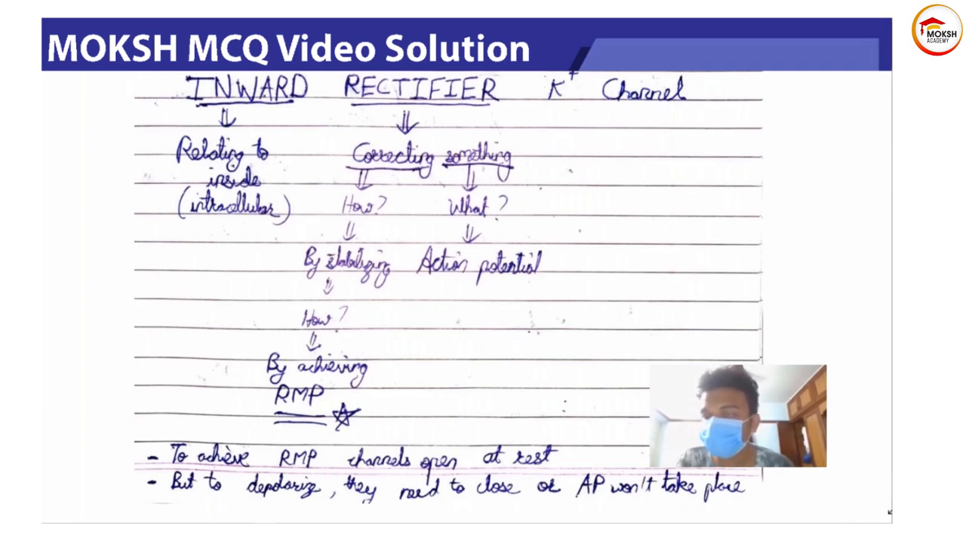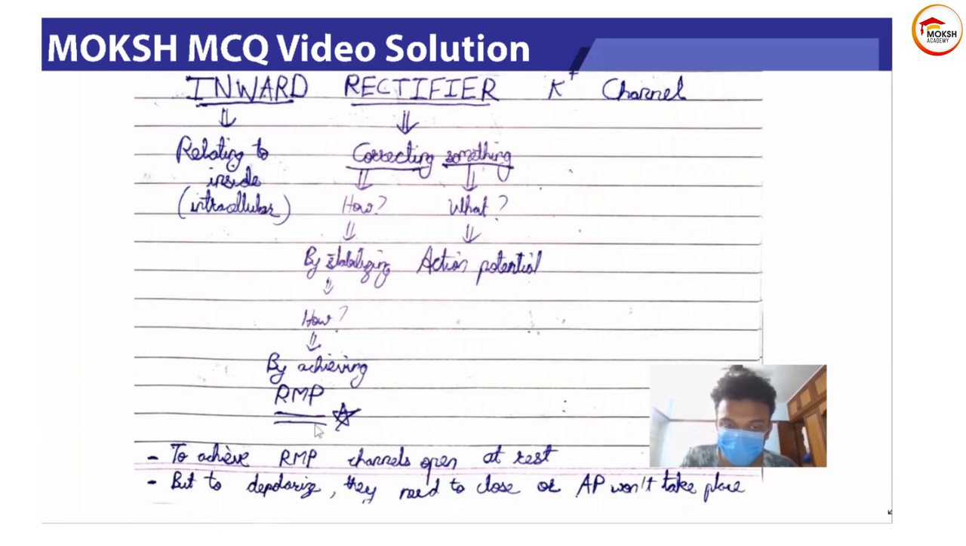Now, how does this happen? By stabilizing the myocyte. How? By achieving resting membrane potential, as I said here. Got it? So ultimately, what the inward rectifier channel does is it stabilizes the cardiac myocytes by bringing down the action potential to resting membrane potential.